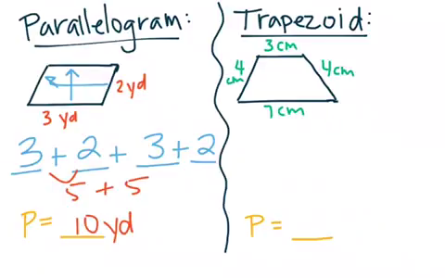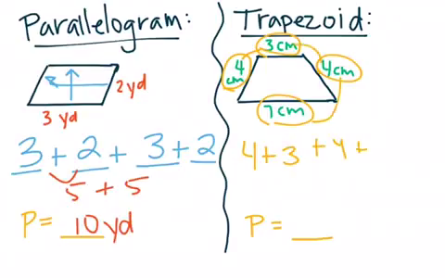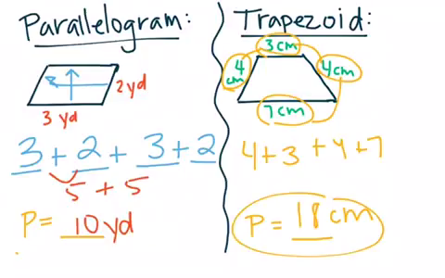Looking at our trapezoid, we're actually given the 4 side measurements. So all we're going to do is add those together. 4 plus 3 plus 4 plus 7, and we get an answer of 18 centimeters, because 4 plus 3 is 7, 7 plus 4 is 11, 11 plus 7 is 18 centimeters.